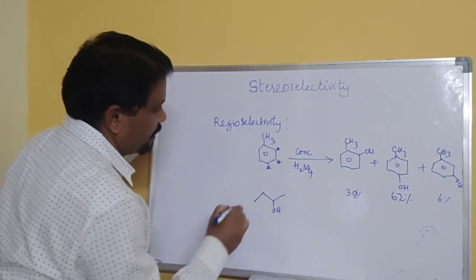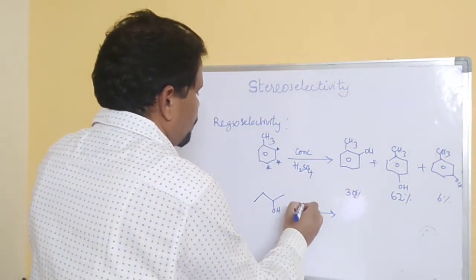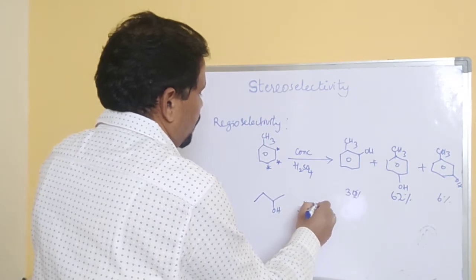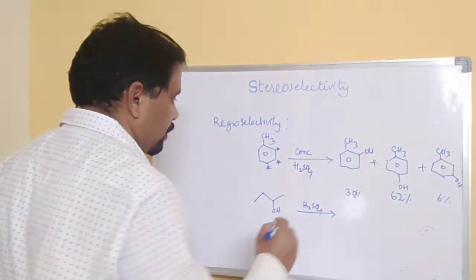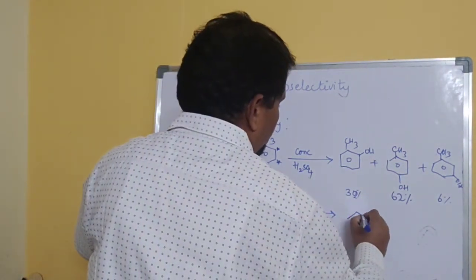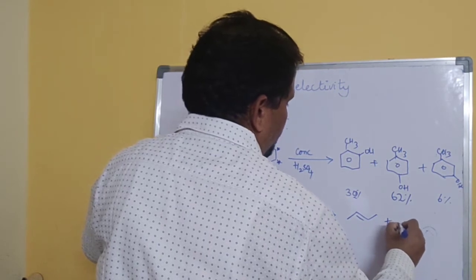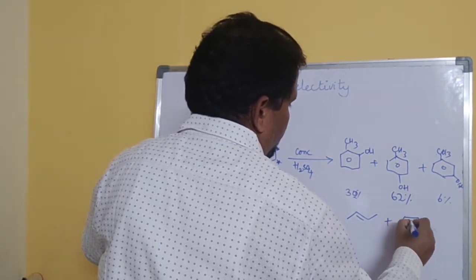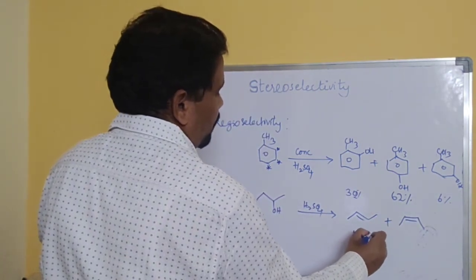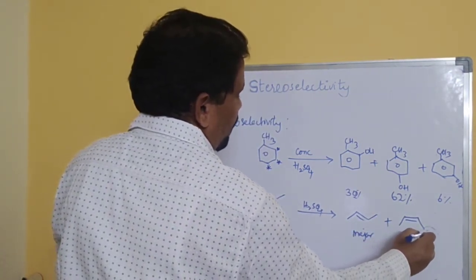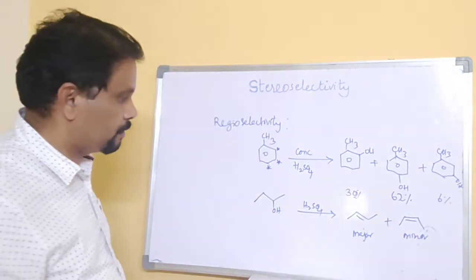So this is another example I want to give you. If you react with H2SO4, a dehydrating agent, in this case you will get two isomers. One is this one, the other one is this one. This is major, this is minor. Okay, major and minor.